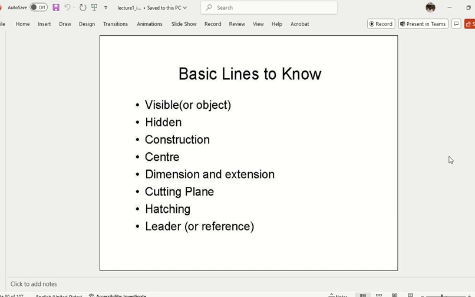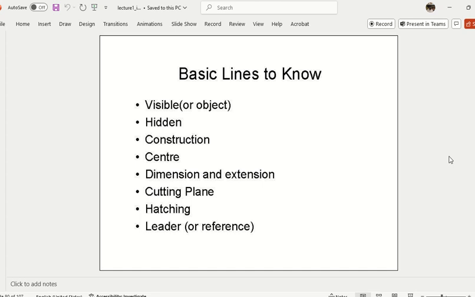Okay, and filling is done to show different materials. Okay, like what type of material is used. So every material, glass, has a standard filling. This wall is concrete. Concrete has a standard filling. Steel has a standard filling. So when the material changes, we go to a different type of fill. That filling is called hatching.